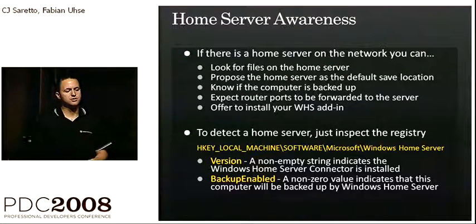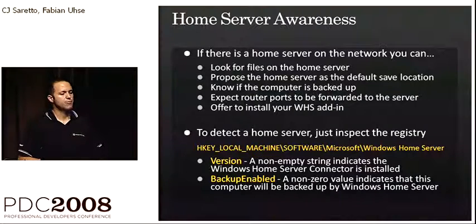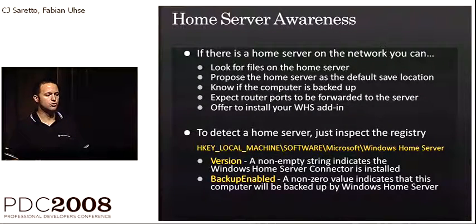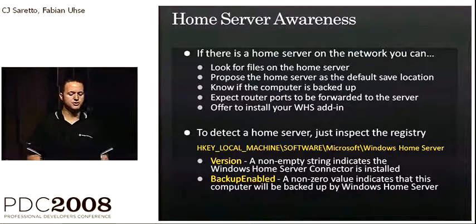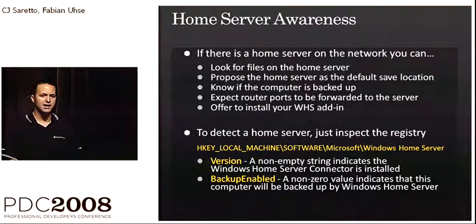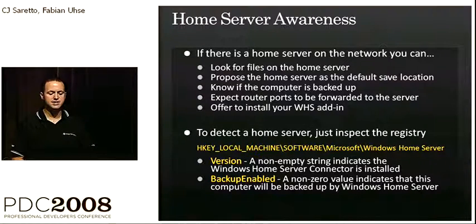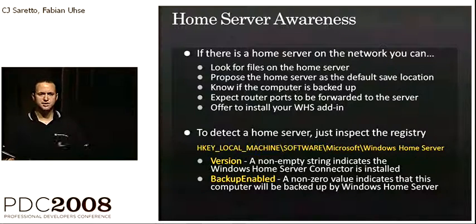So to detect a Windows Home Server, if it's on the network, it's super easy. You just inspect the registry. You can take a look in local machine software, Microsoft Windows Home Server on any PC in the house. If you see the two keys, version and backup enabled, you know that there is a home server on the network and that this PC has the home server connector installed. And if backup enabled is set to a non-zero value, you know that that PC is being backed up every night.